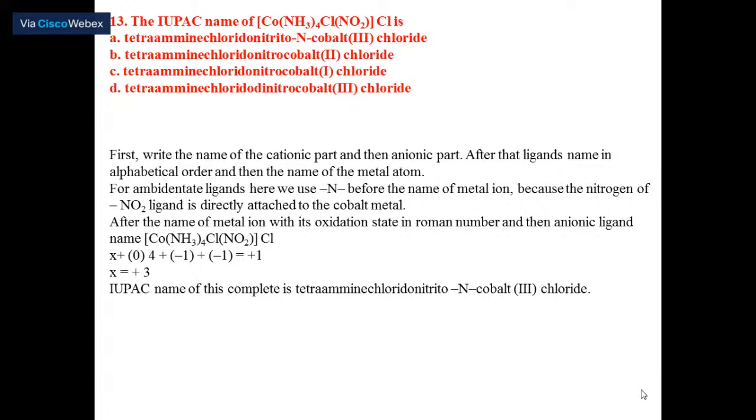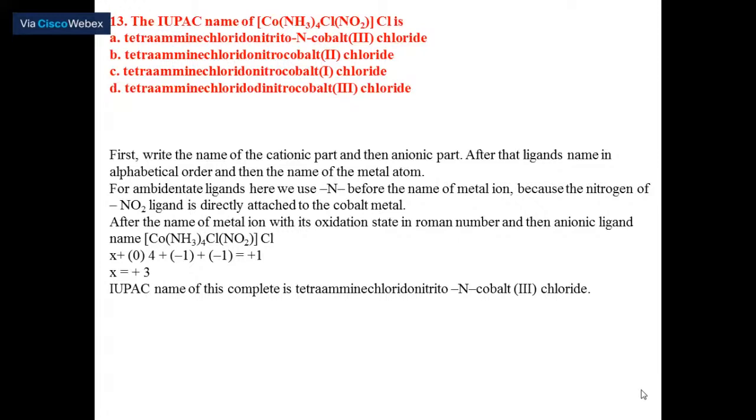Chlorine is a negative ligand, so we have to designate it with O at the end: tetraammine chlorido nitrito-N. Here, as I already told you, nitro is an ambidentate ligand. It can form a bond through nitrogen and also through oxygen. Both donor atoms are present, but here it is bonded through nitrogen.